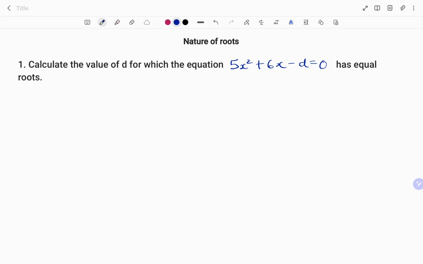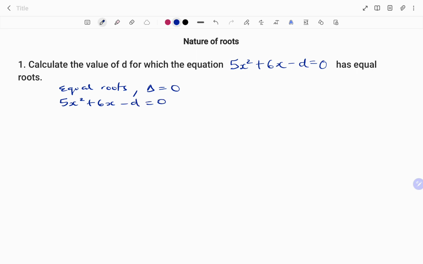In the first example, it says, calculate the value of d for which the equation 5x squared plus 6x minus d equals 0 has equal roots. For equal roots, your discriminant, or your delta, must be equal to 0. Take the quadratic equation 5x squared plus 6x minus d equals 0.